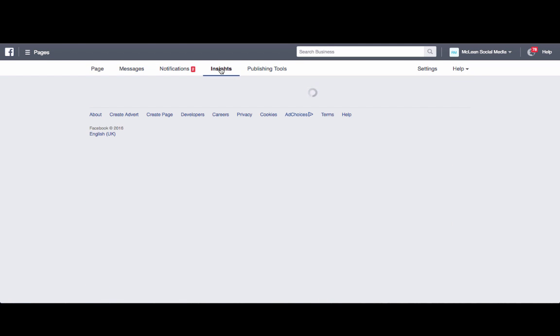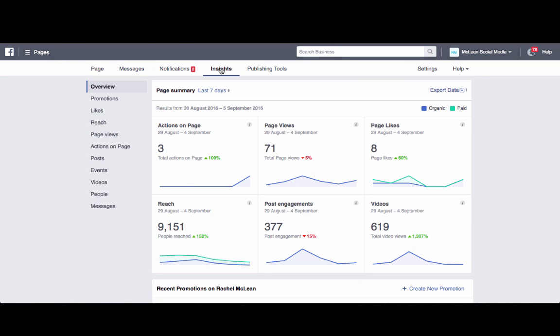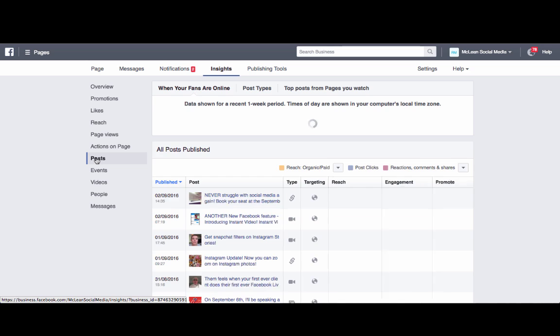and the first thing that we see is a page summary of the last 7 days, and roughly showing from the 30th of August to the 5th of September. We can see some of our key stats and results. What we want to do at the moment is jump down over here on the left. We've got a few different options, and we're going to go to posts.